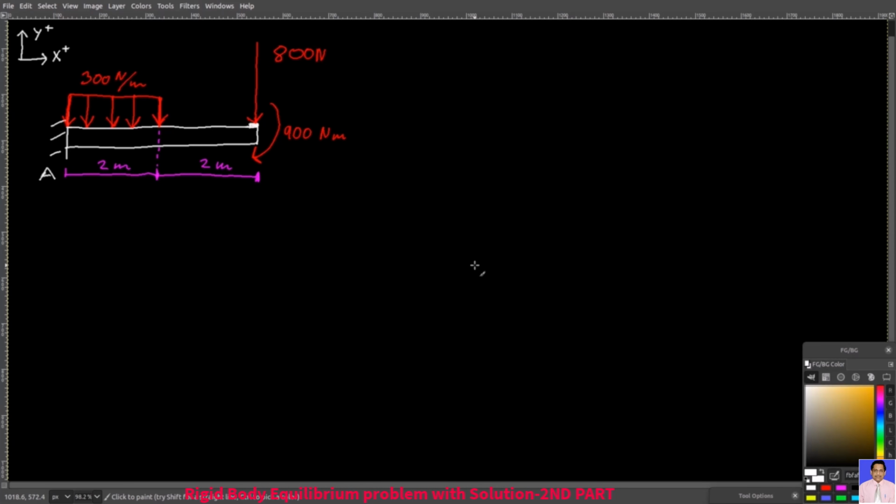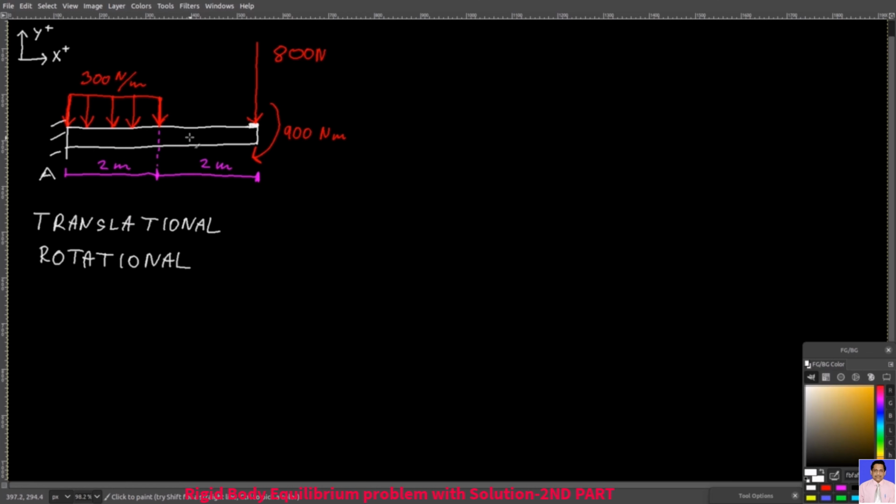Welcome back. I have a beam here that is subject to a distributed load, a point force, and a couple moment. The support at point A is called a fixed support. It resists both translational and rotational motion. It's simply welded into the wall.